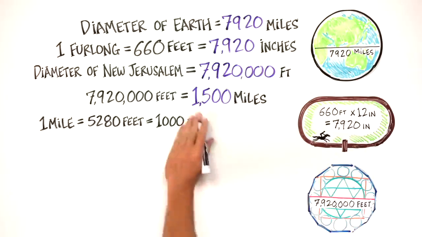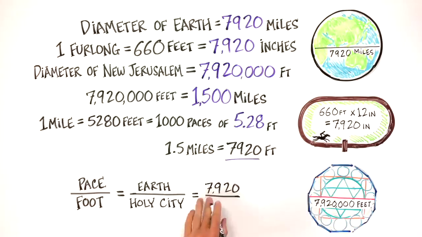So there it is, a tabulation of some of the stuff we've covered. The diameter of the earth is 7,920 miles. 1 furlong is 7,920 inches. The diameter of the New Jerusalem is 7,920,000 feet, which is 1,500 miles. 1 mile is 5,280 feet, or 1,000 paces of 5.28 feet. 1.5 miles is 7,920 feet.